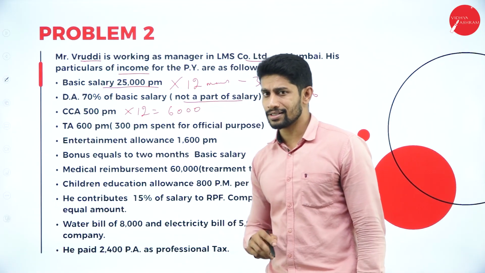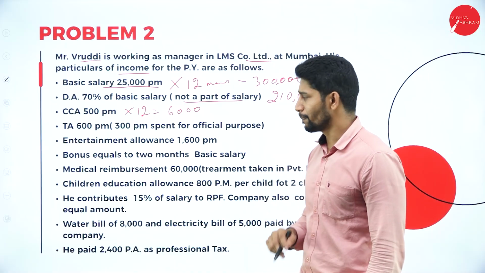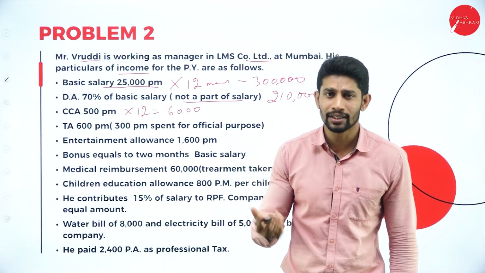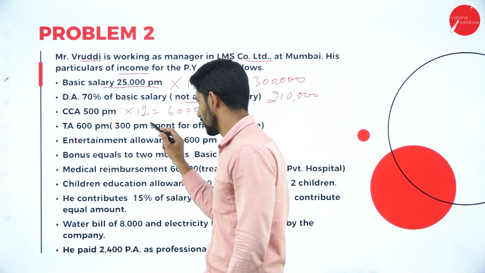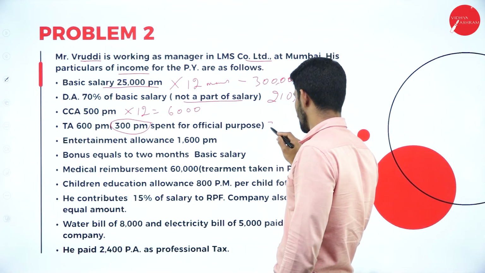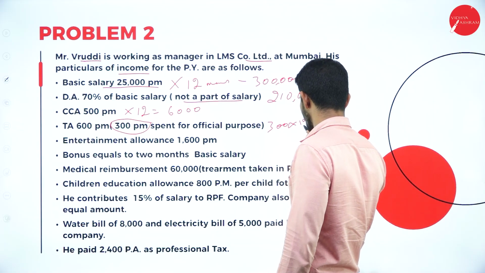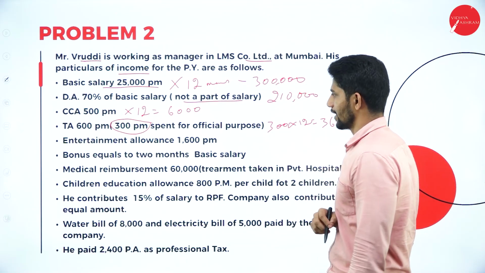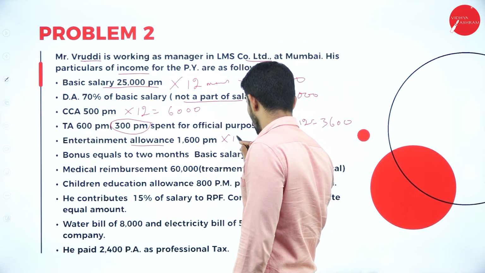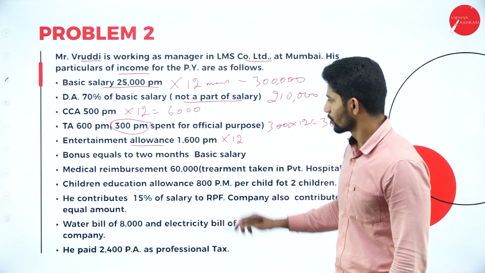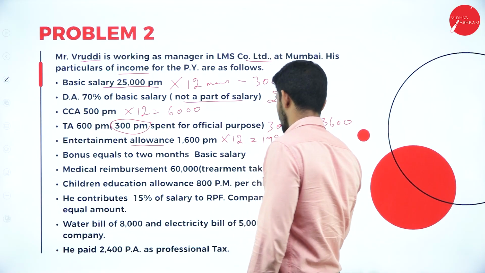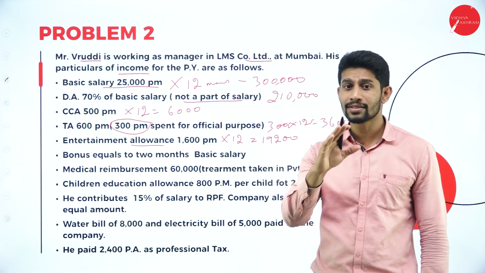Next, traveling allowances 600 rupees per month, but he spent only 300. That means we are giving him 600, but he spent only 300. So whatever the amount is spent, 300, this 300 will be exempt. The remaining 300 will be taxable. So the remaining 300 into 12 months, 3,600 will be taxable. Next, entertainment allowances 1,600 per month into 12 months. So 16 plus 3,200, that is 19,200.